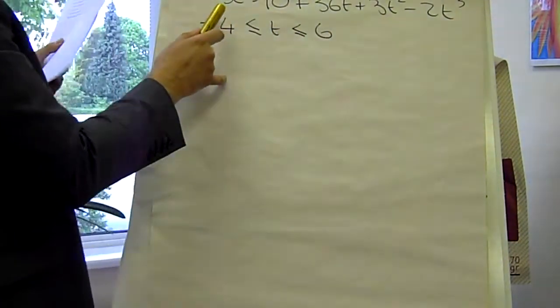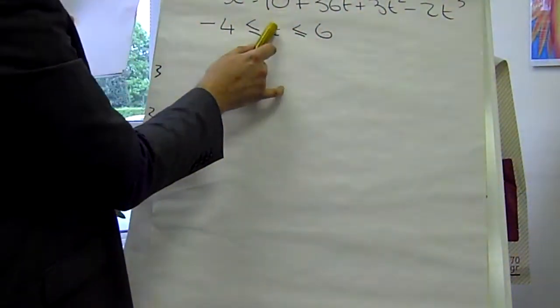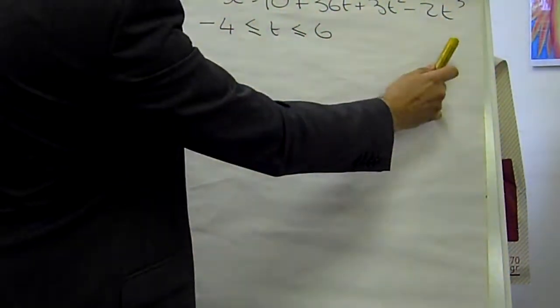Don't worry about t being negative. What we're really saying there is that at time t is 0, we're considering the motion of the object before that point and the motion of the object after that point.